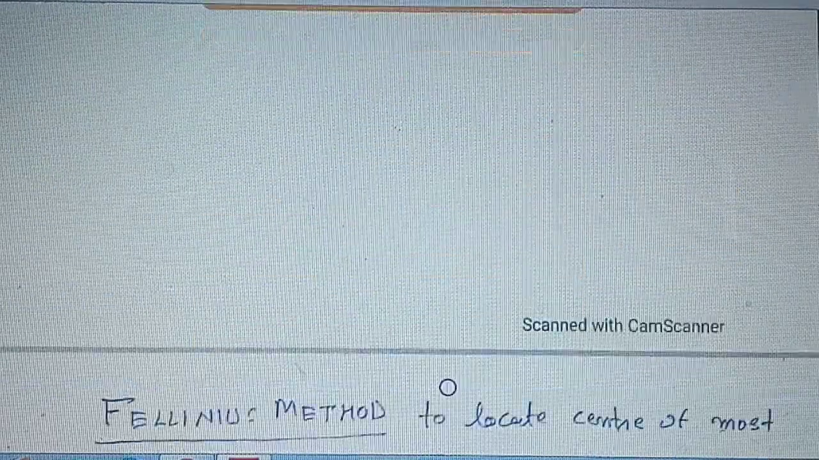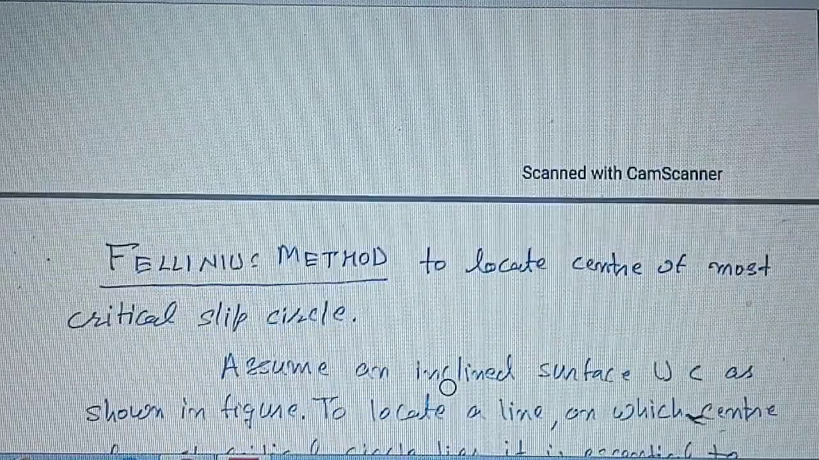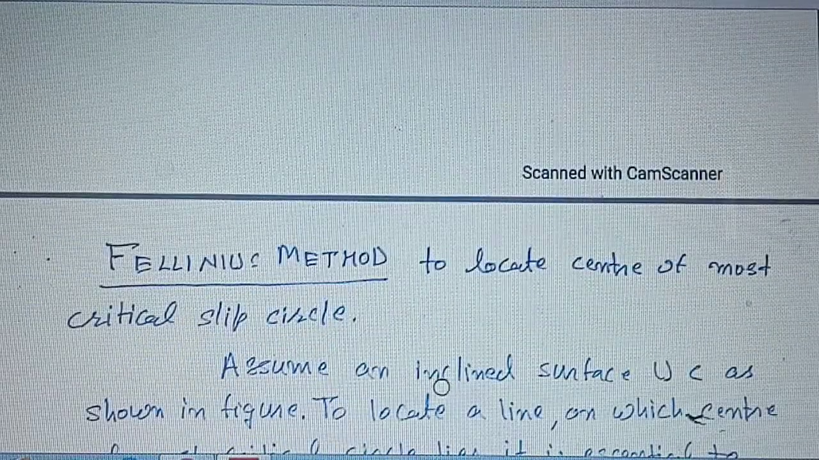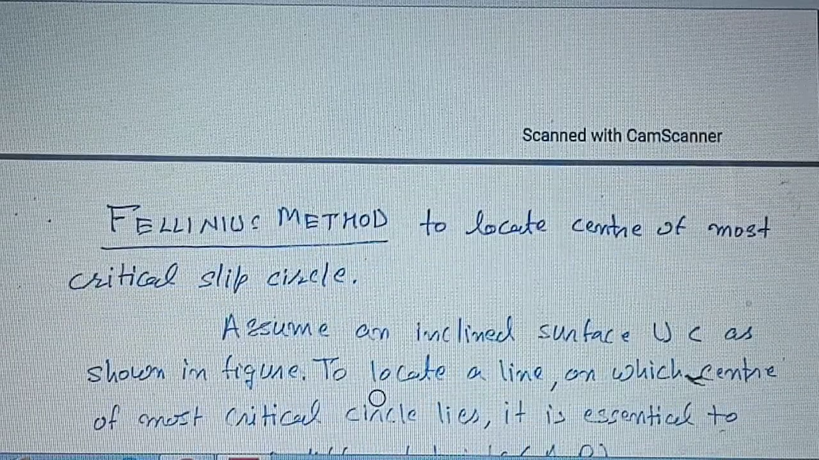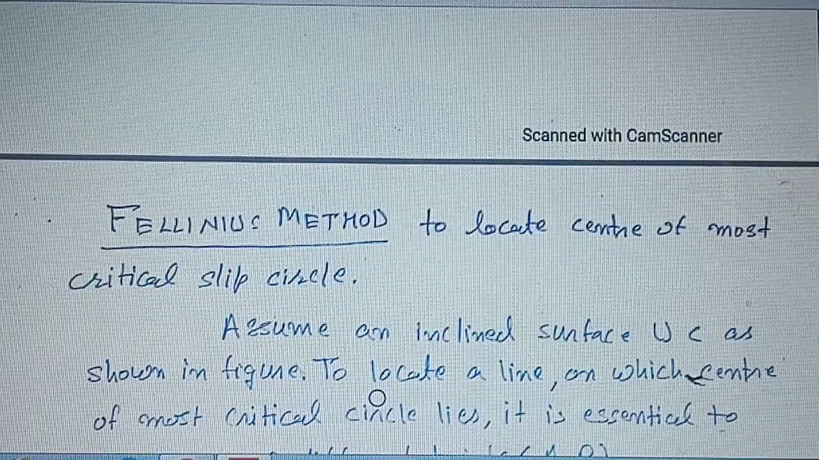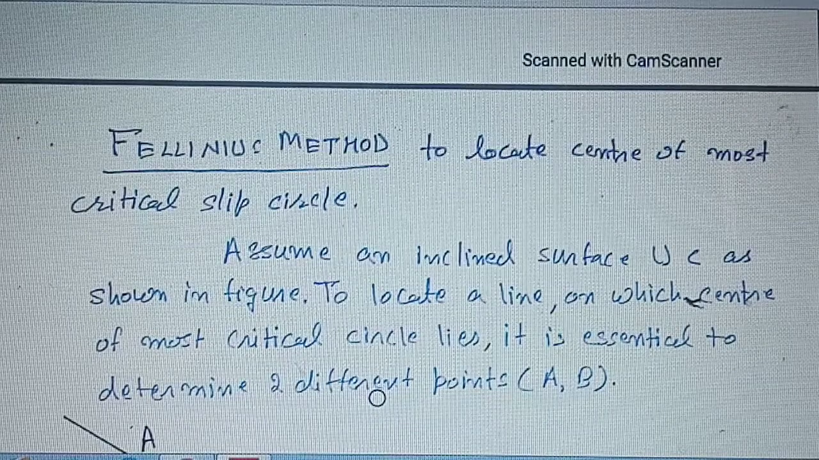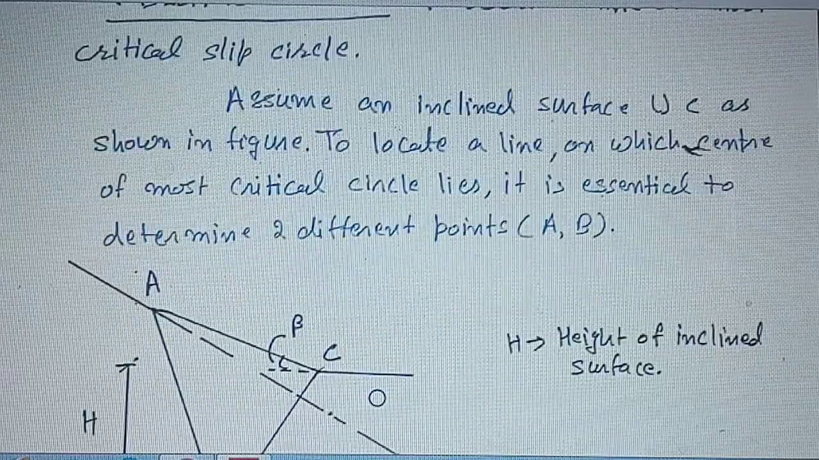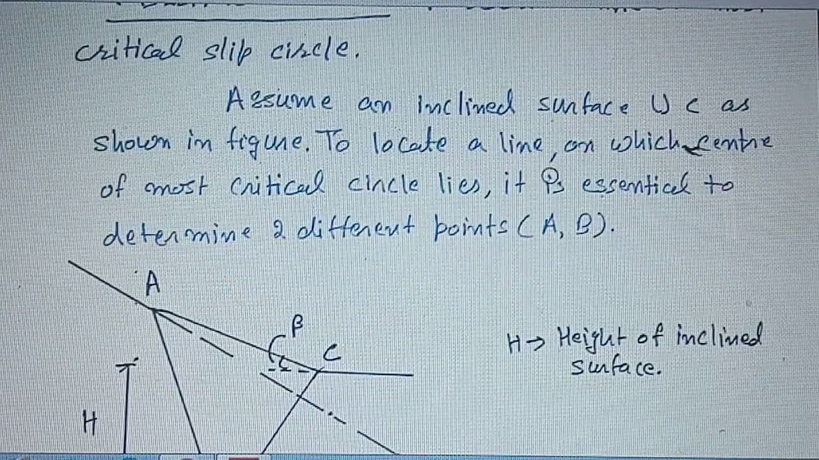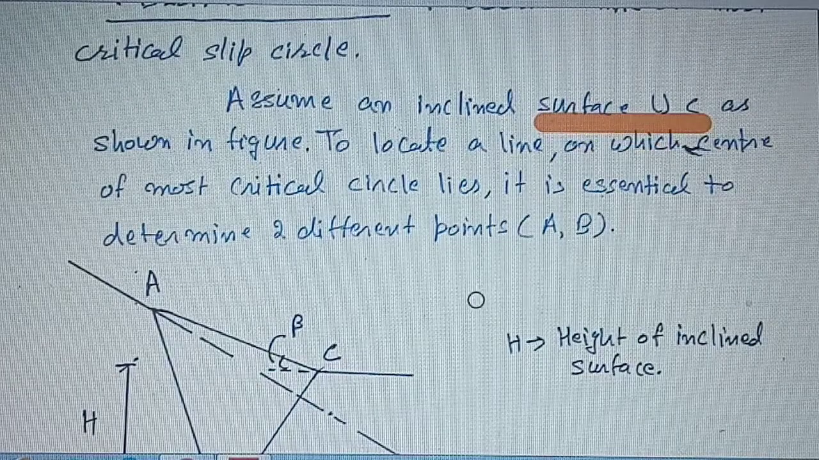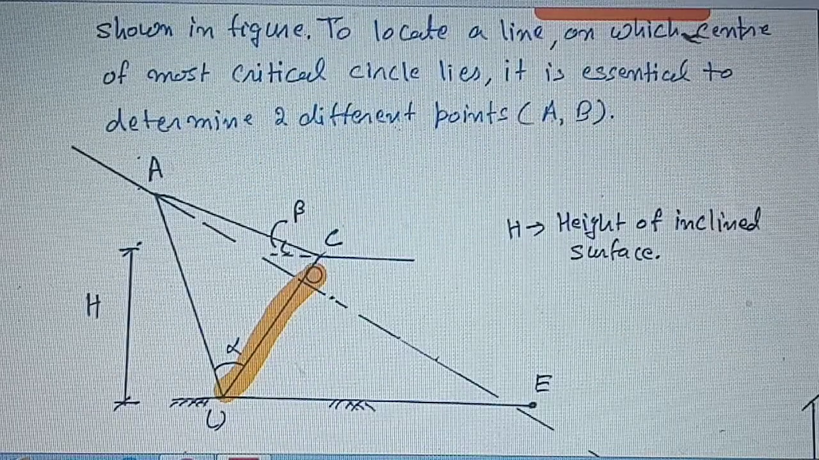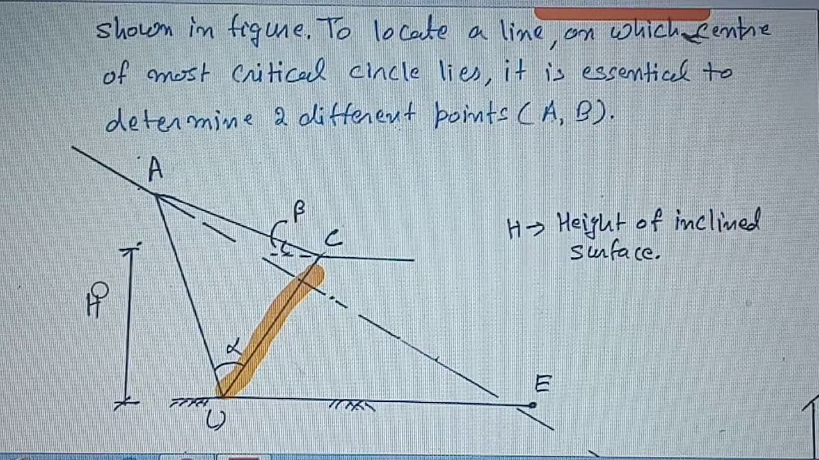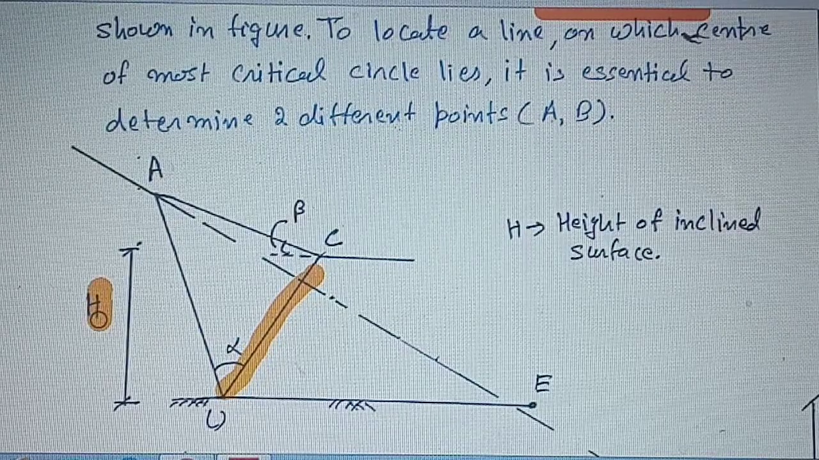Fellenius gave a method to locate the center of the most critical circle by drawing a line that is called Fellenius's line. For drawing Fellenius's line, it is necessary to locate 2 points. In this method, assume an inclined surface UC. As shown in the figure, it is the inclined surface UC, where h is the height of the inclined surface.